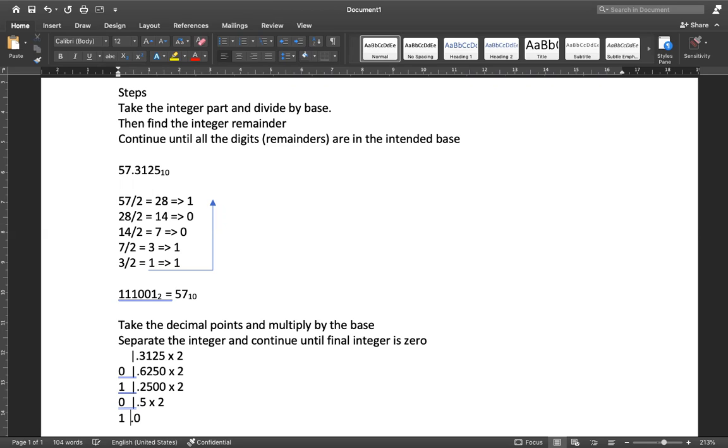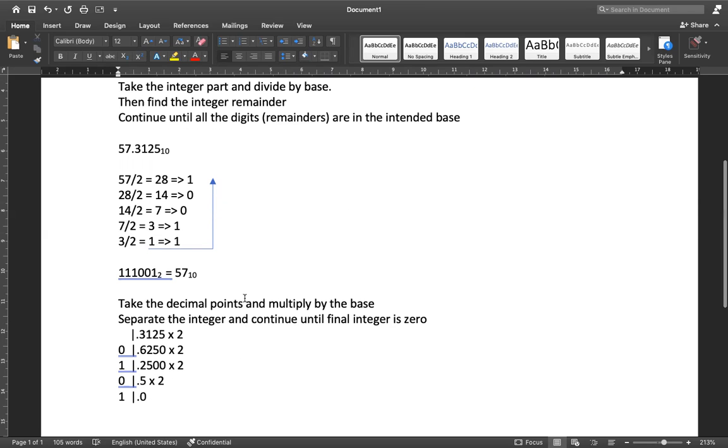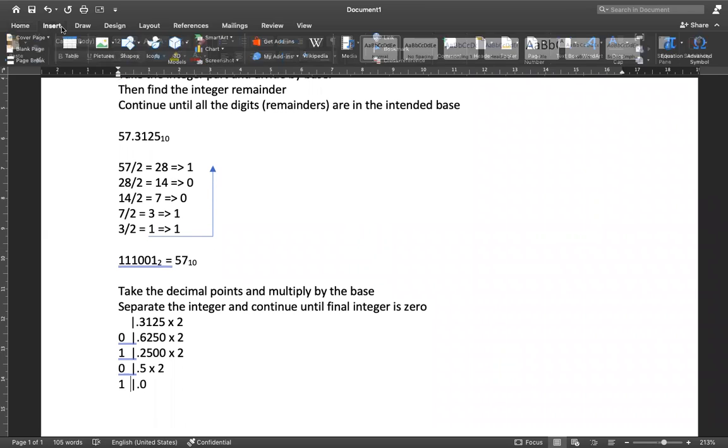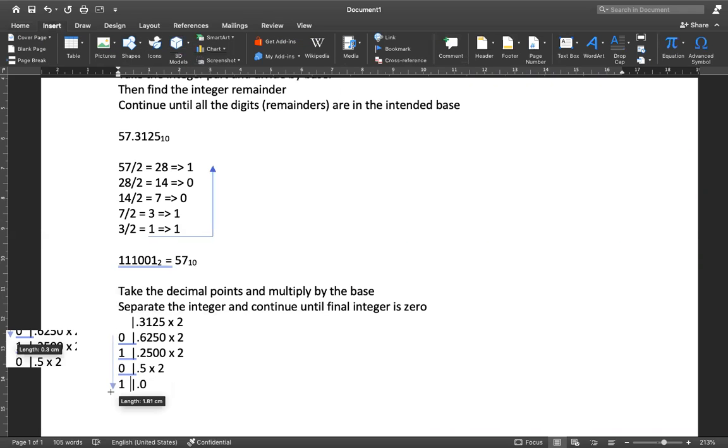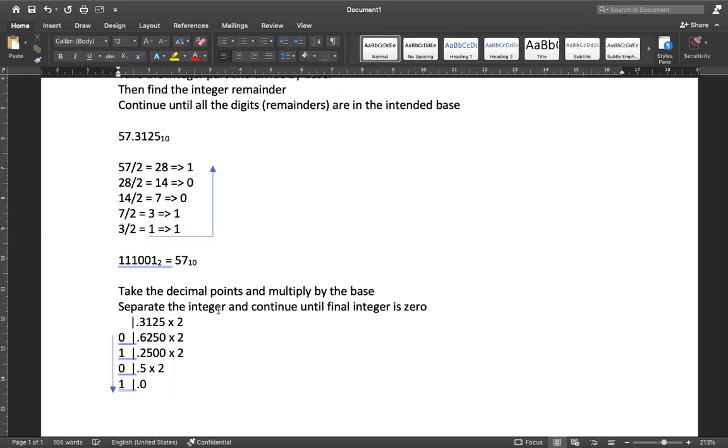When you get 0, you can stop this operation, and then you have to take the digits from top to bottom. For the integer part you went bottom to top, and for the decimal part, you have to come top to bottom. After getting that, the value will be 111001.0101 in binary. That is the complete conversion.